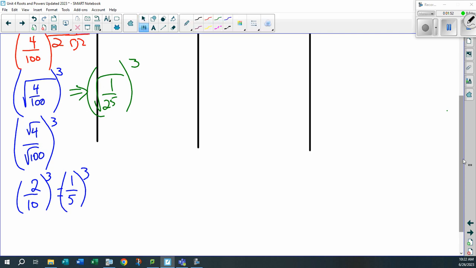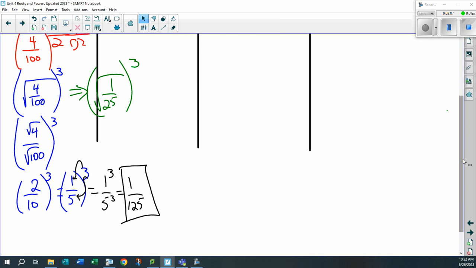All you have to do is distribute that 3 upstairs, downstairs, mailman. So this is 1 cubed over 5 cubed. 1 cubed is 1. 5 cubed, of course, is 125. There's your answer. Now, look what happens if you use the green one. If you would reduce that 4 over 100, that saves you a lot of time. So if you can reduce it, try to reduce it.